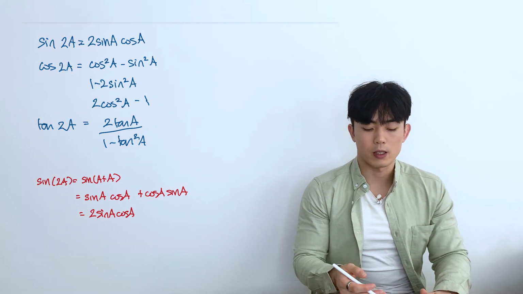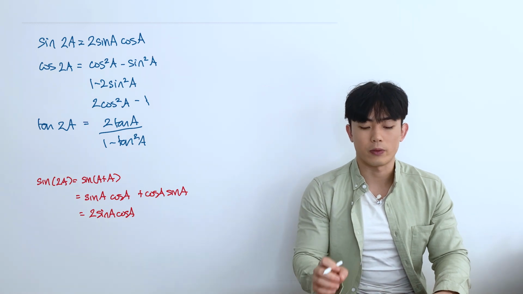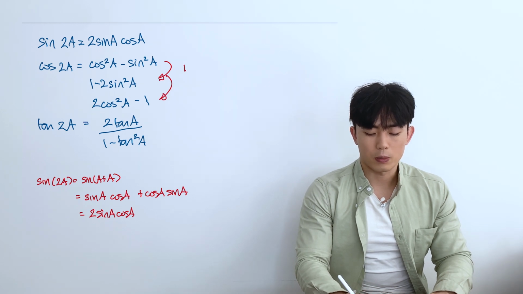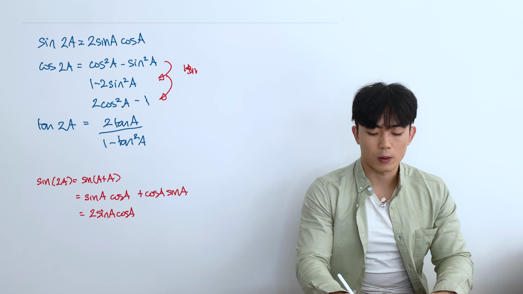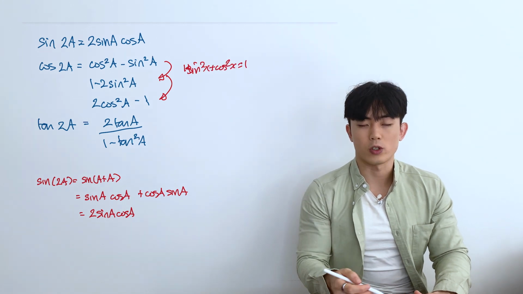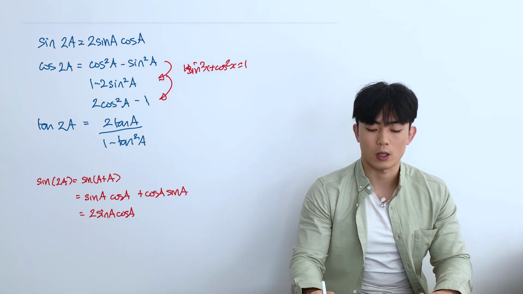And the rest is actually the same. You just replace cos 2a with cos of a plus a, tan 2a with tan of a plus a, and simplify a bit. The way we go from here to here is, well, we know the identity sine squared plus cos squared is 1, right? It's just using this to substitute in, so we're left with just sine squared or just cos squared.